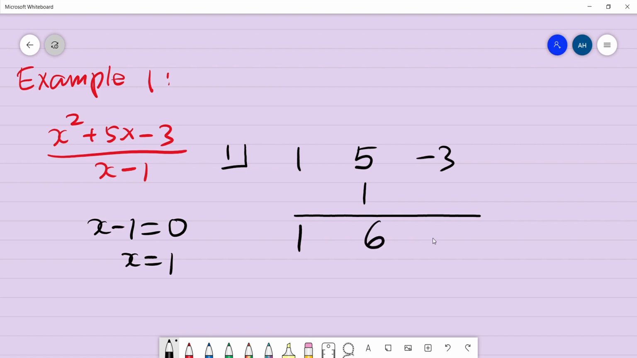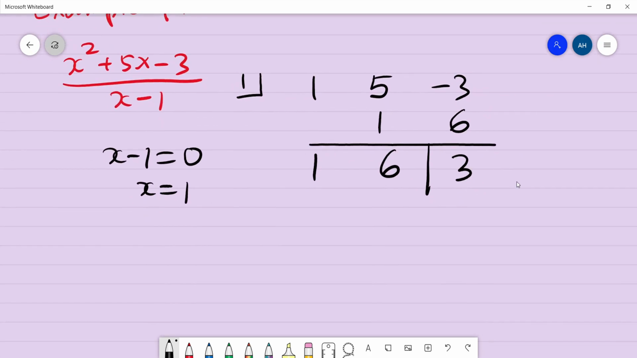Again, we multiply this 1 by this number 6. So 1 multiplied by 6 is equal to 6. We write it down here. Negative 3 and 6, we add them up, as we did in this column. So negative 3 plus 6 is equal to 3. This will be the remainder. This 3 here, the last number here, will be the remainder of the division.